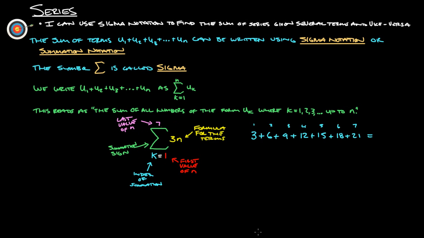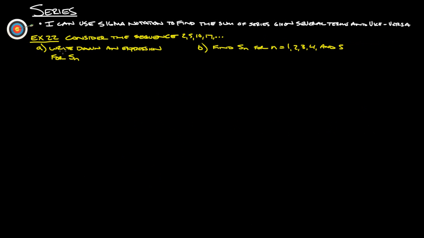Okay, let's take a look at example 22 here. Consider the sequence 2, 5, 10, 17, dot, dot, dot. Write down an expression for S of n. What we really want to do is come up with our u sub n, our formula for this. What we just did is figure out that this is the term squared. So 1 is the first term, 1 squared, and then you add 1. Second term, 2 squared, and add 1. So we figured out how this sequence works.